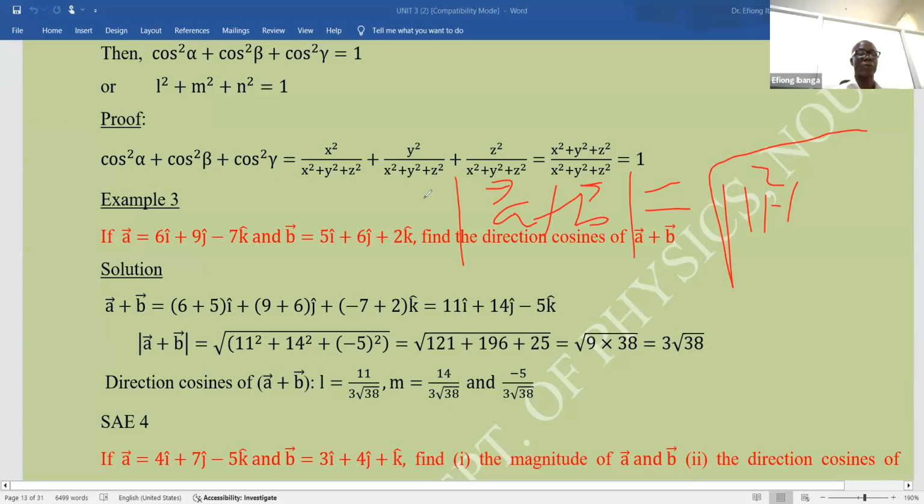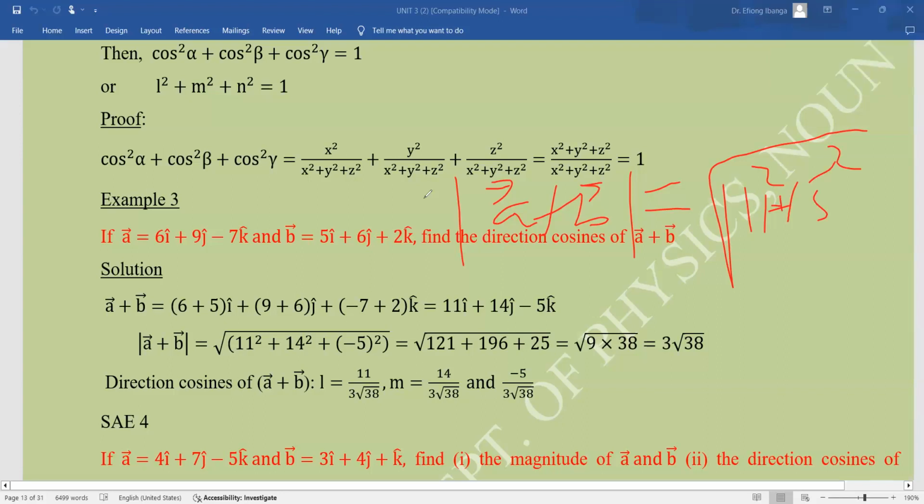No, it's not 14, it's 15. I hope you are correct there. It's 15, sir. Yes, so correct that. 15 squared, so plus 15 squared. Then the next one is what? Minus 7 plus 2, which is minus 5. Yes, sir. All right, so if you square that, okay.